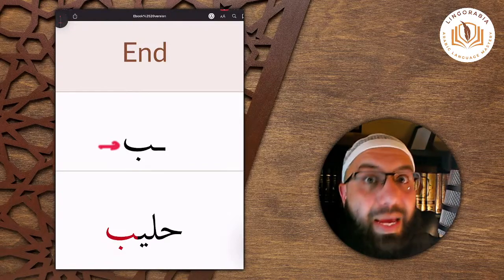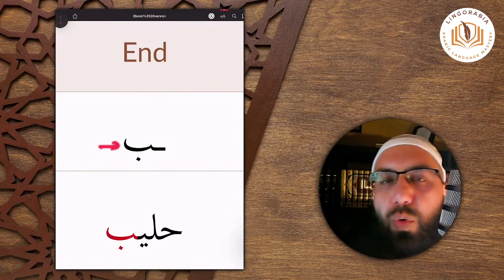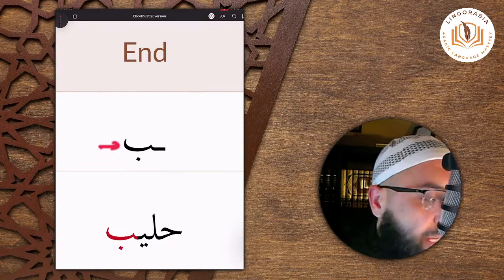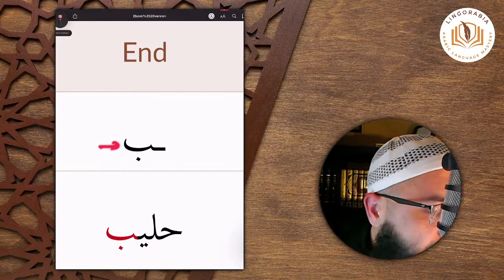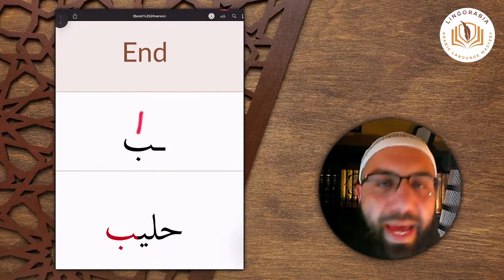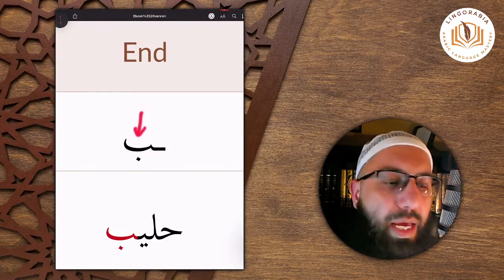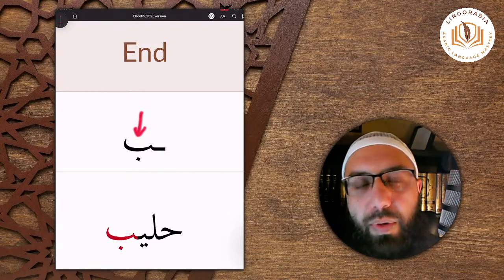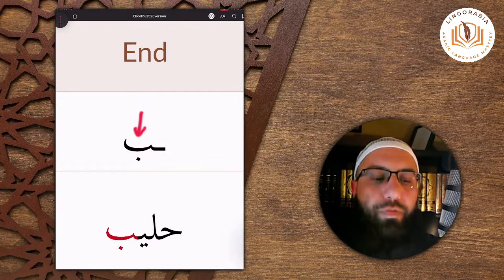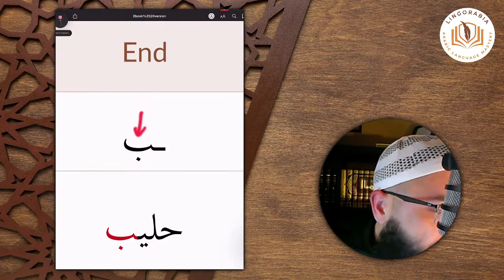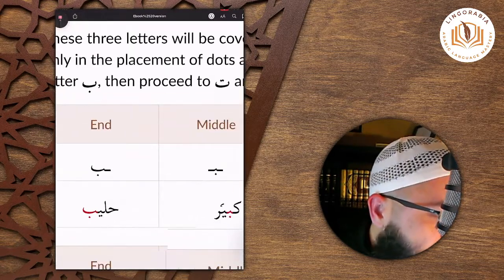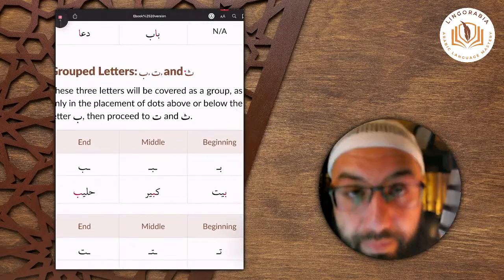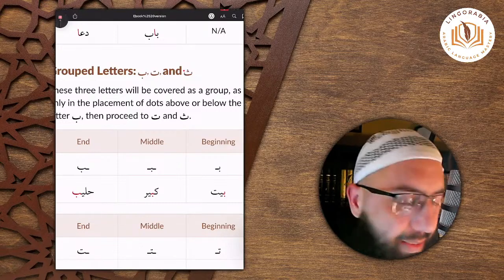So it will become bigger, because now you don't have to take into consideration the letter that comes after. There's no letter after at the end. So now you can write the big ba, so it returns to its original form, which is a big curve. Again, we have here the ba in the beginning, in the middle, and at the end. You see, guys, in the beginning, in the middle, and at the end.